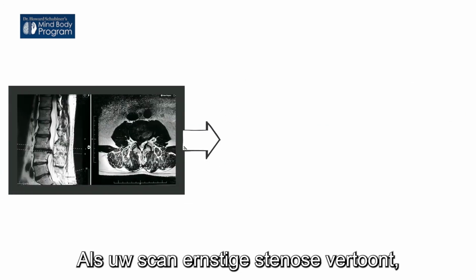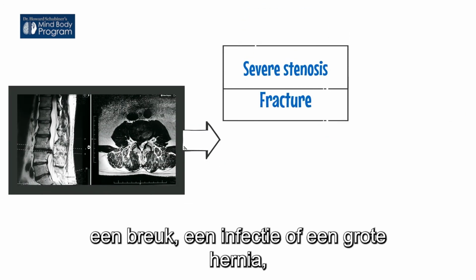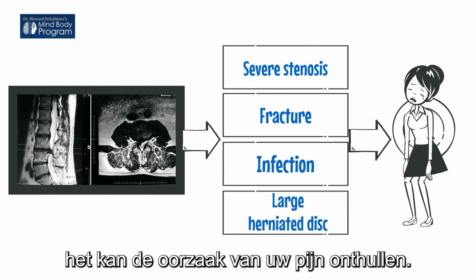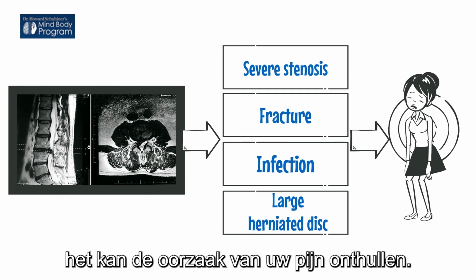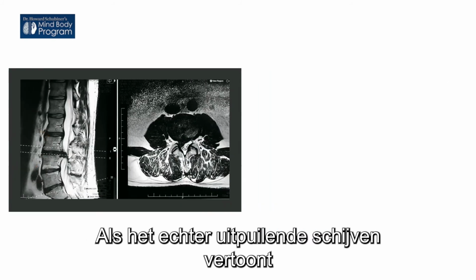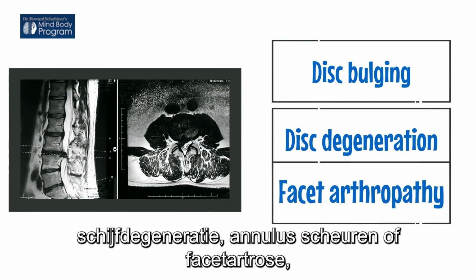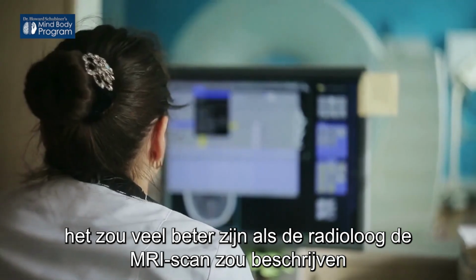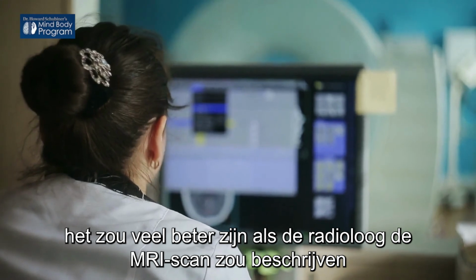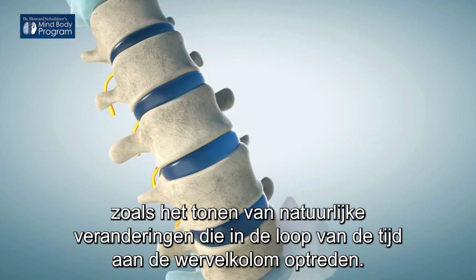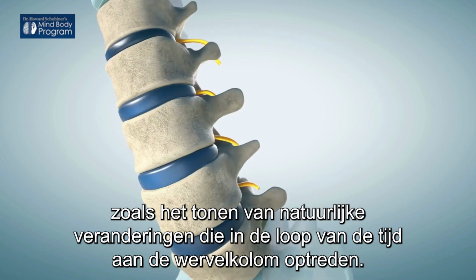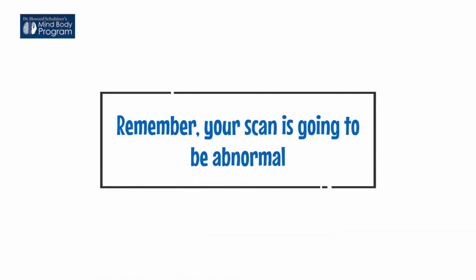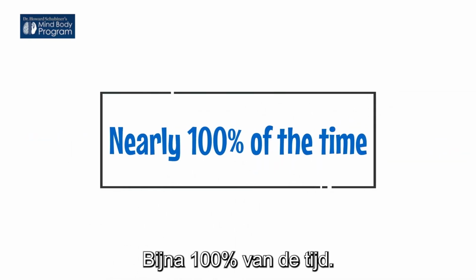If your scan shows severe stenosis, a fracture, an infection, or a large herniated disc, it may be revealing the cause of your pain. However, if it shows disc bulging, disc degeneration, annular tears, or facet arthropathy, it would be much better if the radiologist described the MRI scan as showing natural changes that occur to the spine with time. Remember, your scan is going to be abnormal, nearly 100% of the time.